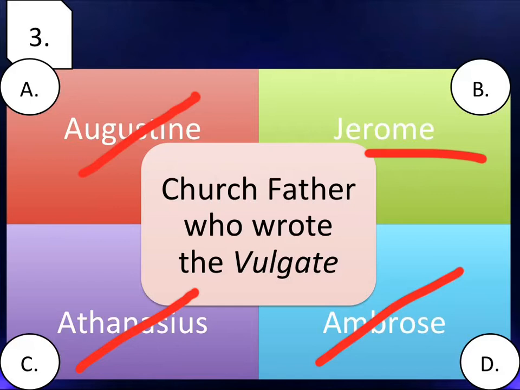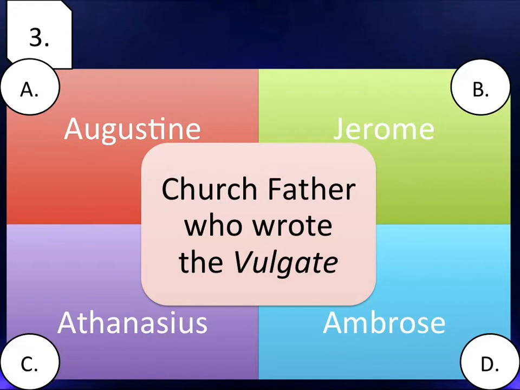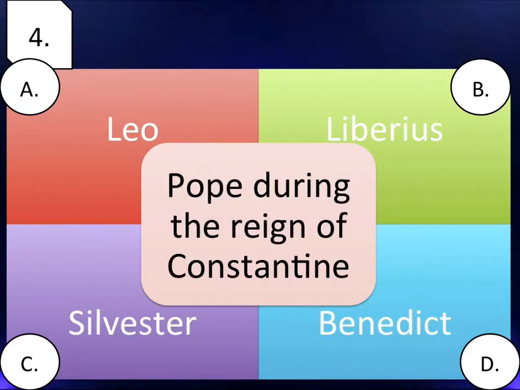Question number 4. Which of these was Pope during the reign of Constantine? Was it Leo, Liberius, Sylvester, or Benedict?